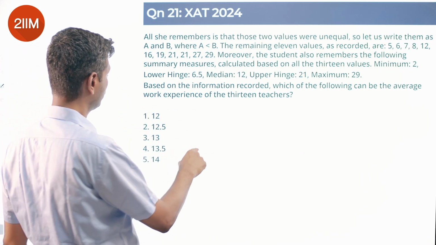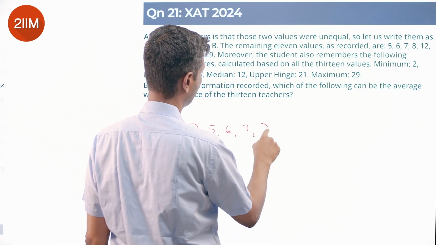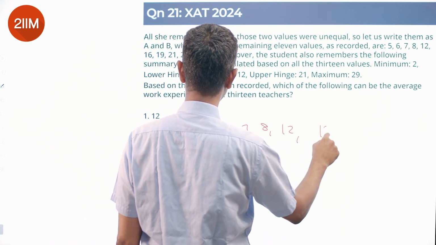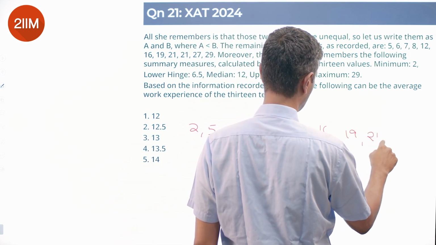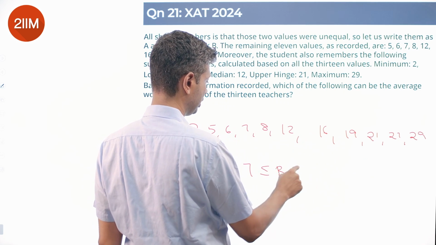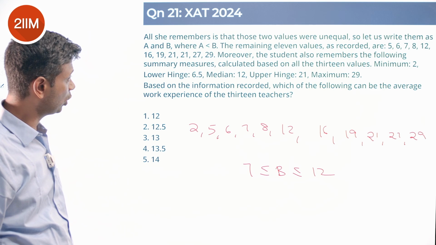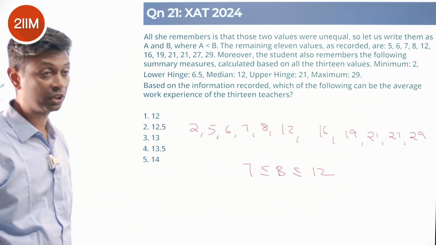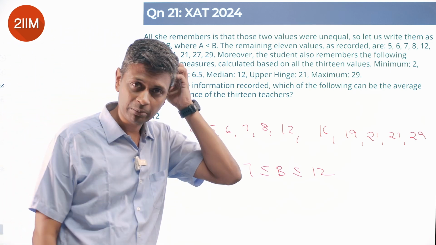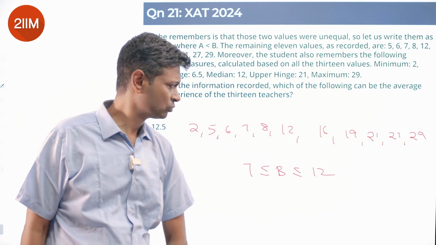So I'm going to write down the numbers. 2, 5, 6, 7, 8, 12, 16, 19, 21, 27, 29. 7 less than or equal to B less than or equal to 12. This much I know. Based on the information recorded, which of the following can be the average work experience of the 13 teachers? Add everything up, divide by 13, that's the average. We know that the missing number is from 7 to 12.